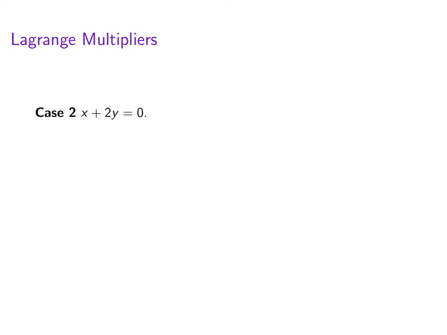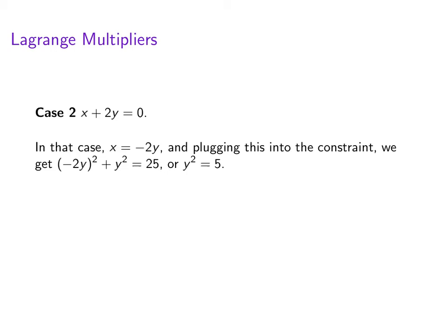Case 2 is when x plus 2y is equal to 0. So now we have x is equal to negative 2y, and if we plug that into the constraint, we'll get negative 2y quantity squared plus y squared equals 25. Simplify all that, and we get y squared equals 5. So now, y equals plus or minus square root of 5, and now look at this funny symbol here. Since x is equal to negative 2 square root of 5, we're going to say that x is equal to minus plus 2 square root of 5.